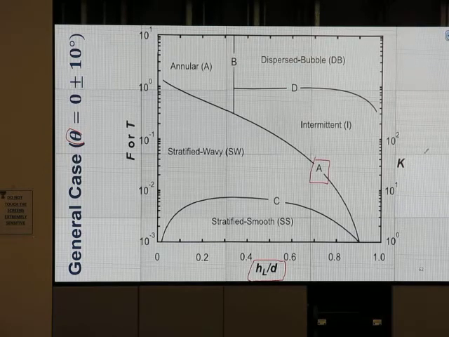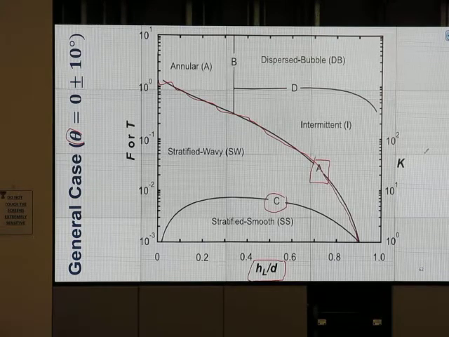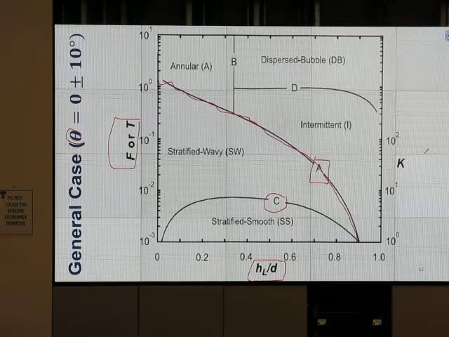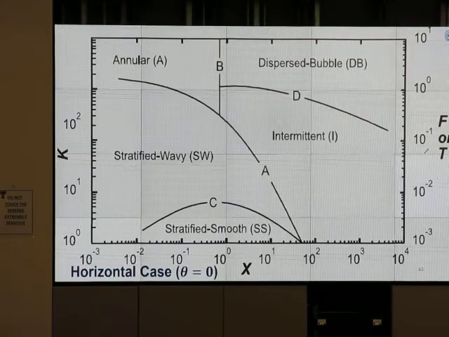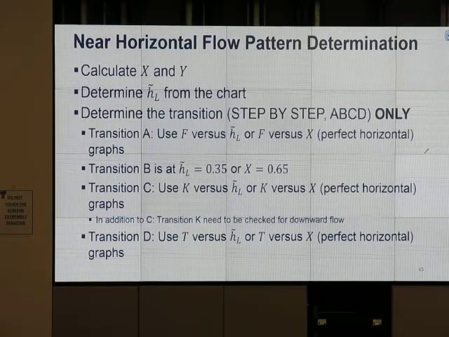So I use that chart to get H_L over D. Then I come back, use this chart, and look at transition A. Transition A will tell me if it is stratified or not. If it is stratified flow, transition C will tell me if it is stratified wavy or stratified smooth. This chart has multiple variables, so let's go through it one by one. Another chart is just for 0 degree, and the annular flow chart we will cover.